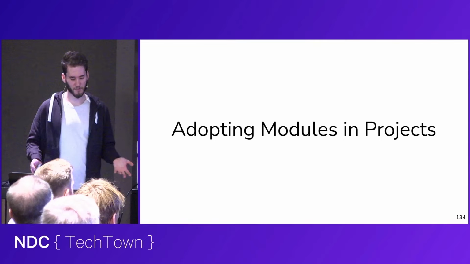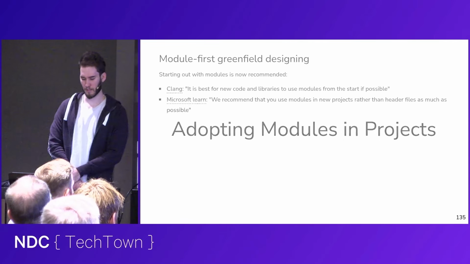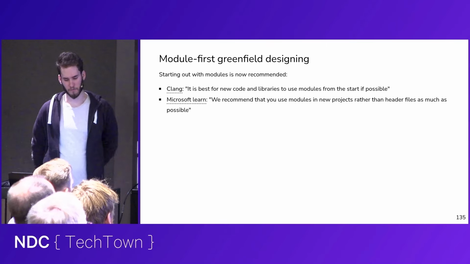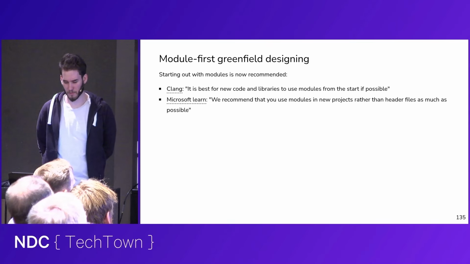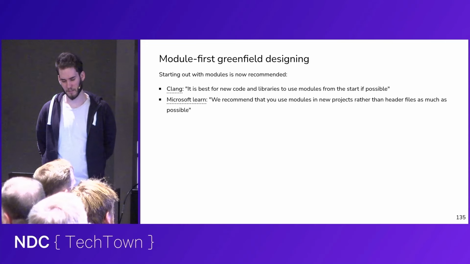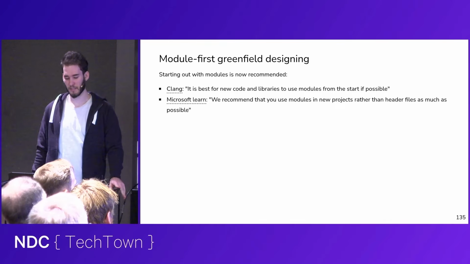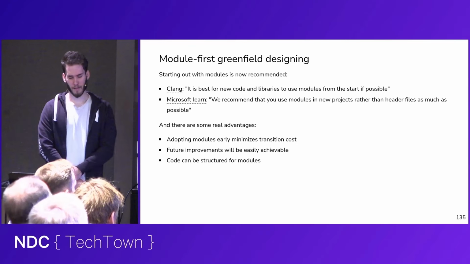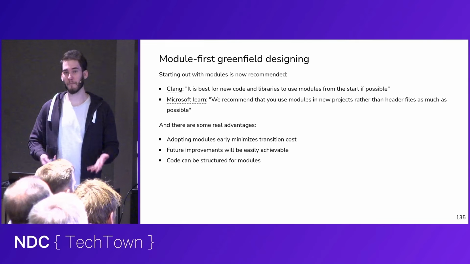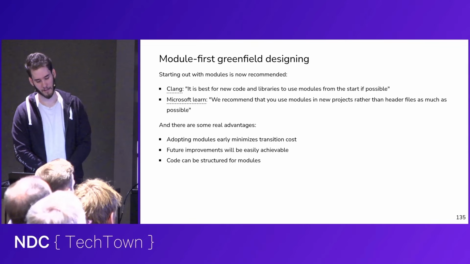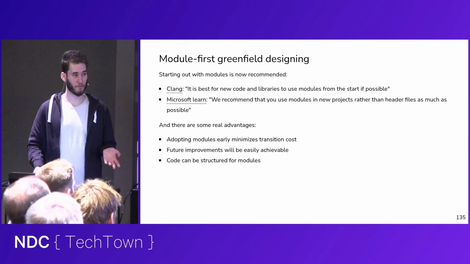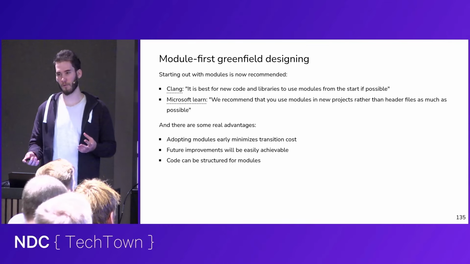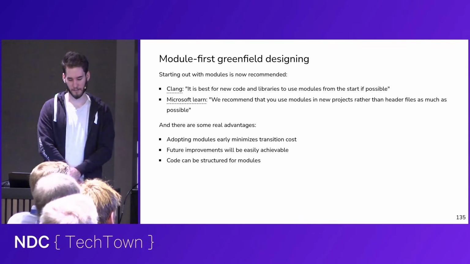But you have your project. Can you really adopt modules right now? What is the outlook for that? Well, many of the tools are now recommending you to just start with modules. For example, Clang is saying it is best for new code and libraries to use modules from the start if possible. Or Microsoft Learn saying that we recommend that you use modules in new projects rather than header files as much as possible. And there are some very good advantages for that, because if you adopt modules early, you minimize the transition cost later on. And also any future improvements will be easily achievable because you're already utilizing modules. And it's easier to structure your code for having modules in the first place if you start like that.